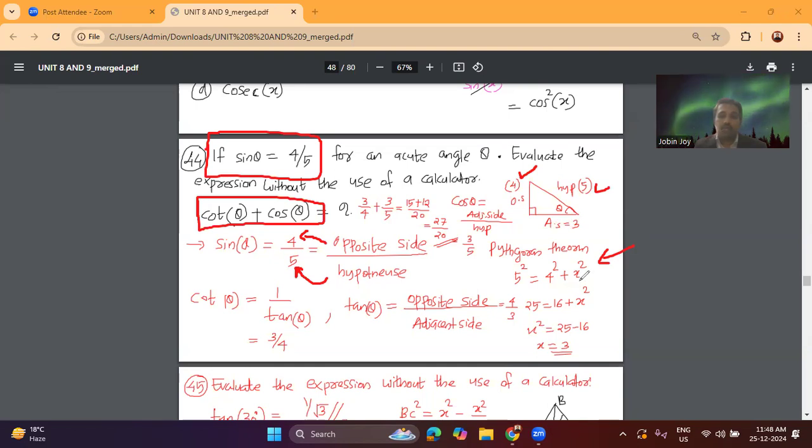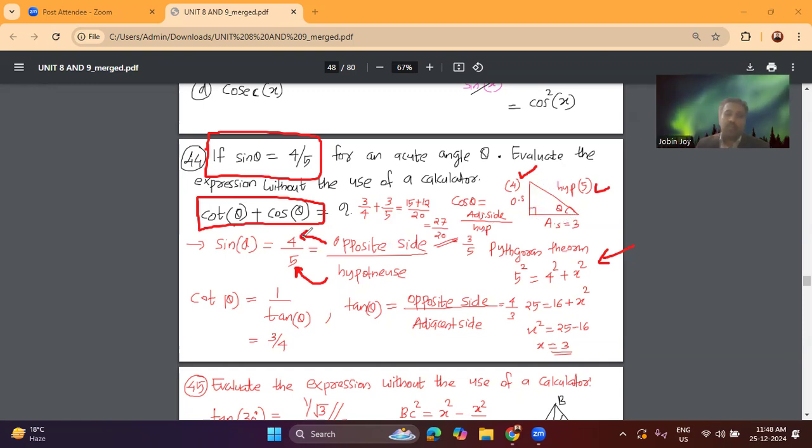So I will put adjacent as x. So 25 is equal to 16 plus x square. So x square is equal to 25 minus 16, that is equal to 9. So x is equal to 3. Now I have all the three sides. Hypotenuse is 5, opposite side is 4, adjacent side is 3.